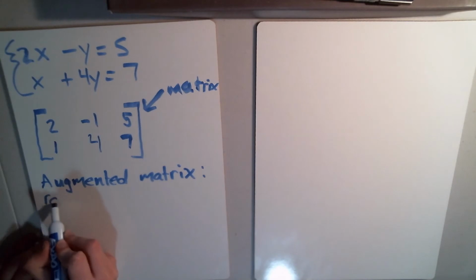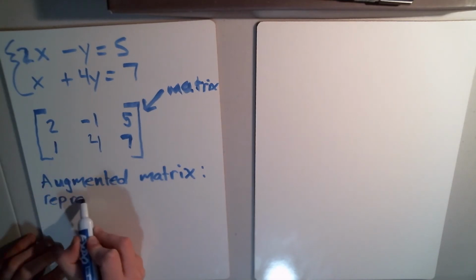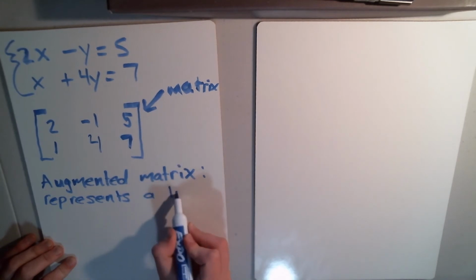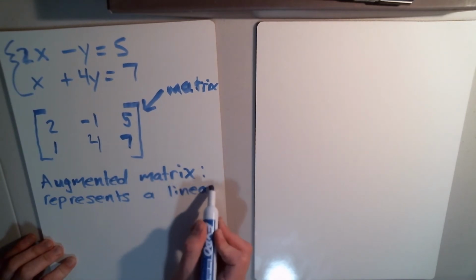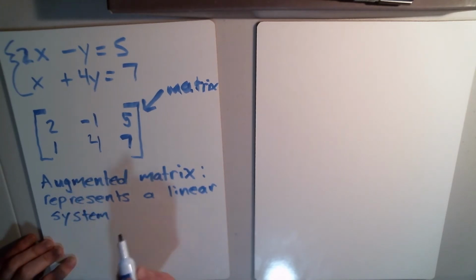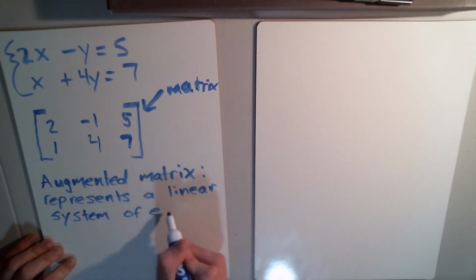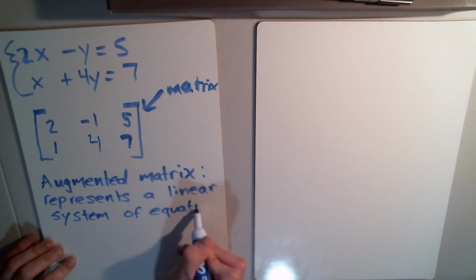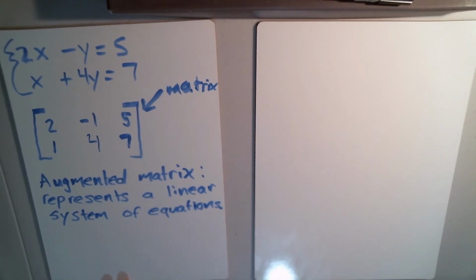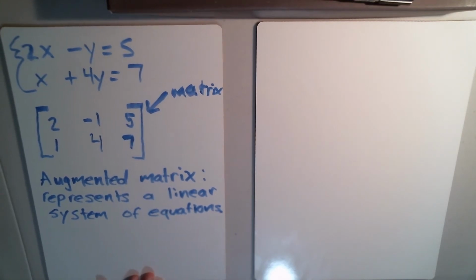Because it represents a linear system of equations. Okay, so it represents a system of linear equations, and so we call this an augmented matrix. Okay, so hopefully that kind of helps.